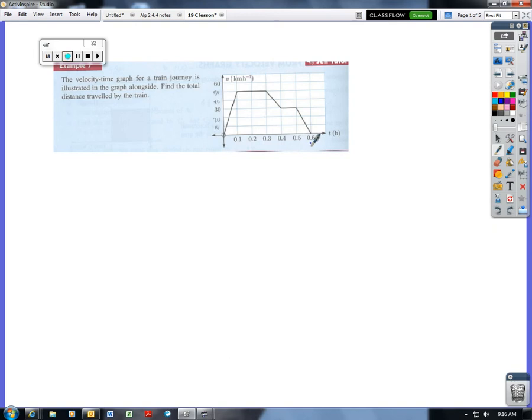You could do that on your own and see if you get the same thing I do. It's really up to you how you want to subdivide the areas. I'm seeing a triangle here, a nice rectangle there, a trapezoid there, a rectangle, and then a triangle. So we're just going to find the areas of all those and see what we get. The first one is a triangle, 1/2 the base. I don't have to worry about units because I already looked at those and know that they're all going to cancel out to kilometers.